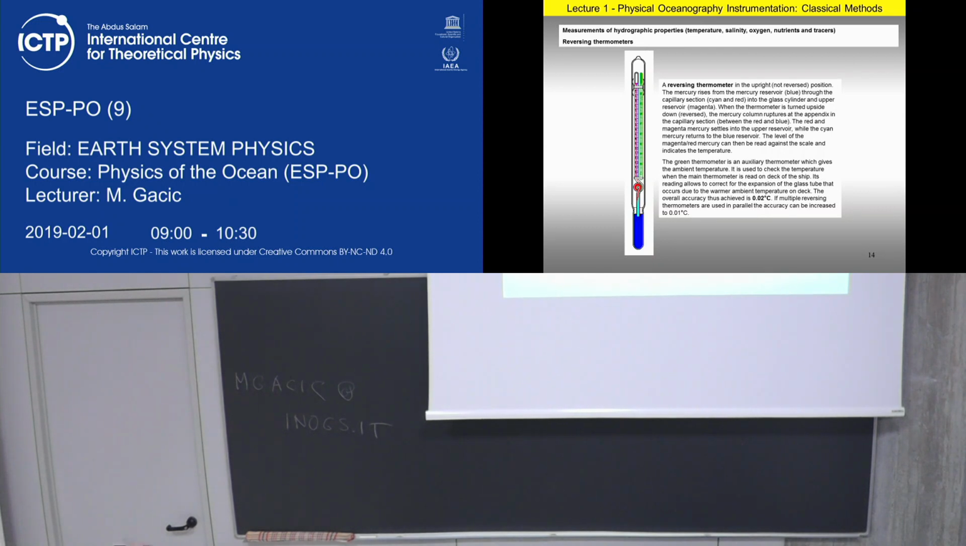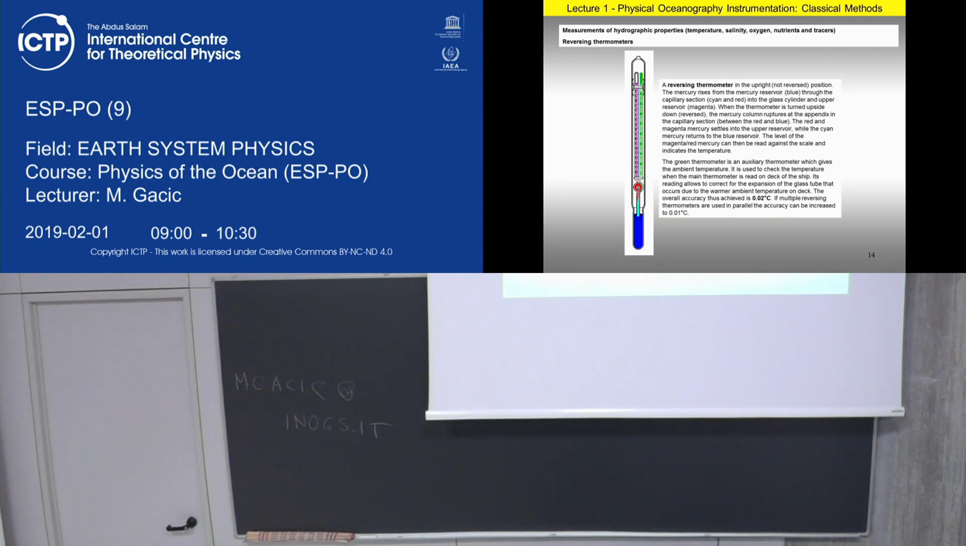And the overall accuracy achieved by these reversing thermometers is 0.02, and you can also increase the accuracy to 0.01, which is very high accuracy. And you remember that this is the accuracy that we really need in order to record these small changes of temperature, both in time and space.